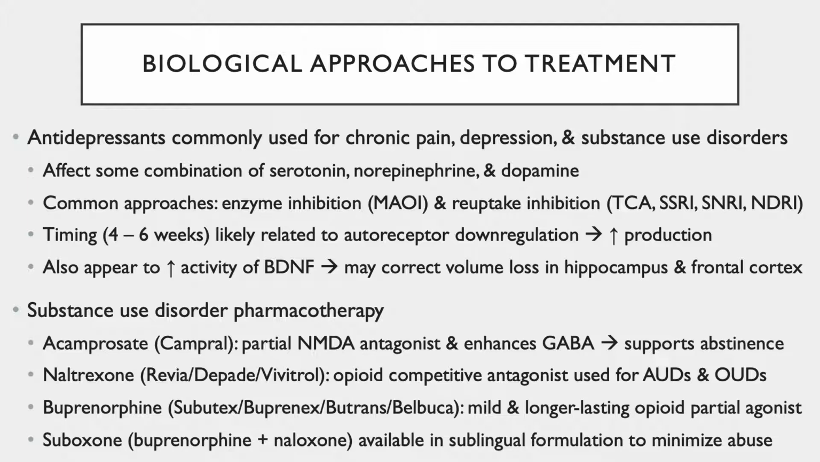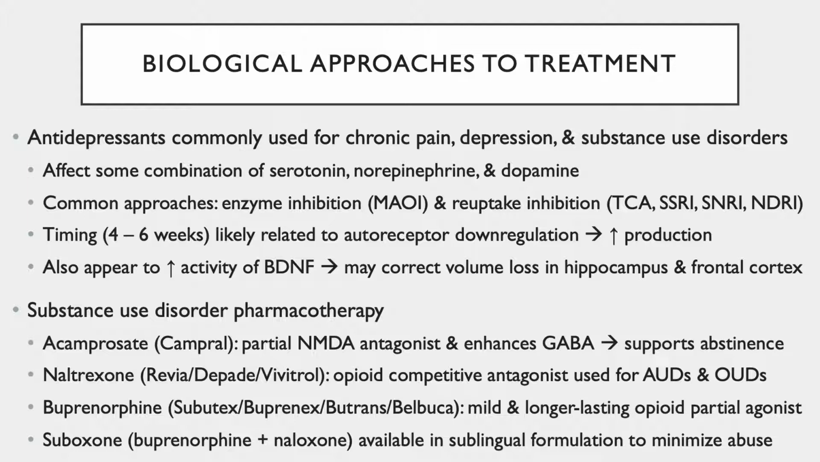The majority of substance use disorder pharmacotherapy options involve reducing withdrawal and/or affecting craving. There are many different options, and these are just a few. Acamprosate, which is brand name Campral, is a partial NMDA glutamate antagonist. It also enhances GABA. This helps support abstinence, particularly from alcohol, because it reduces withdrawal by giving the person a little bit more of the GABA activity and a little bit less of the glutamate activity, which is more similar to what alcohol provides.